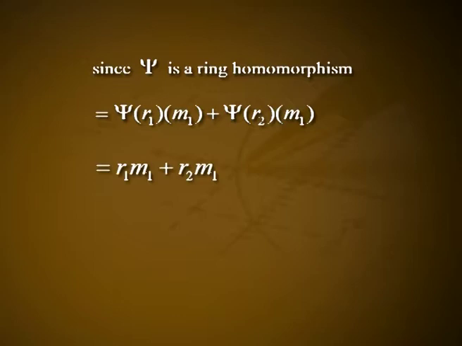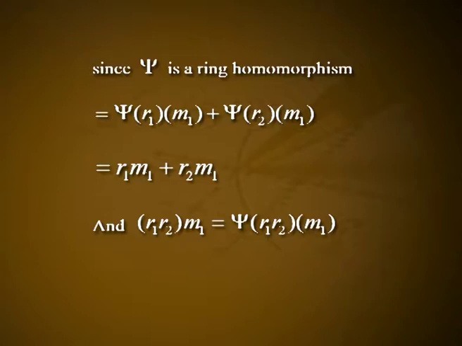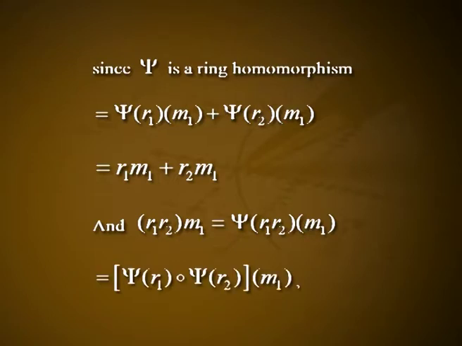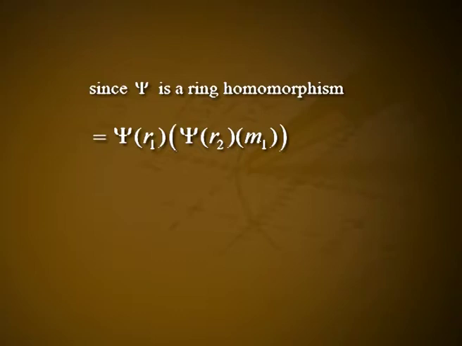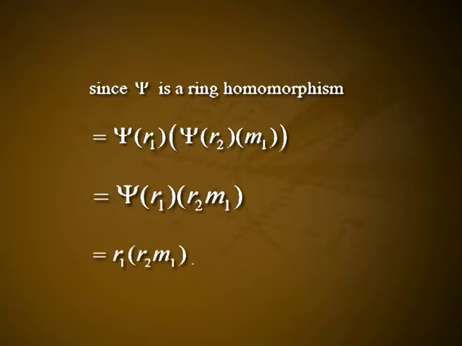Which is equal to r1 m1 plus r2 m1, and (r1 r2) of m1 is equal to psi of r1 r2 of m1, which is equal to psi of r1 composition psi of r2 of m1, since psi is a ring homomorphism, which is equal to psi of r1 of psi of r2 of m1, which is equal to psi of r1 of r2 m1, which is equal to r1 of r2 m1. Thus, M is an R module.